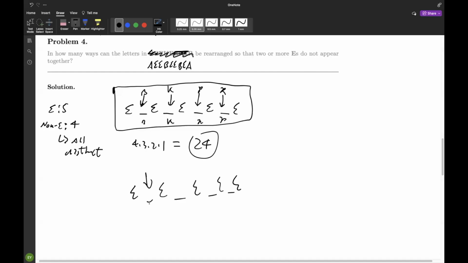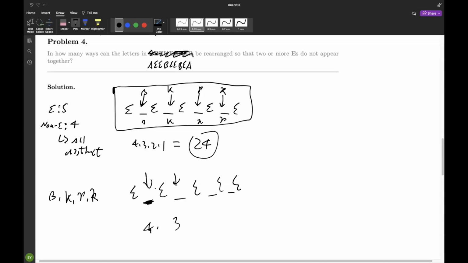How many alphabets can come here? How many alphabets can be placed here? Yes, thank you, Diana. We have four. Now, how about here? We already used one alphabet here. I think it should be three here because we already used one here. So we have four alphabets, B, K, P, and R.